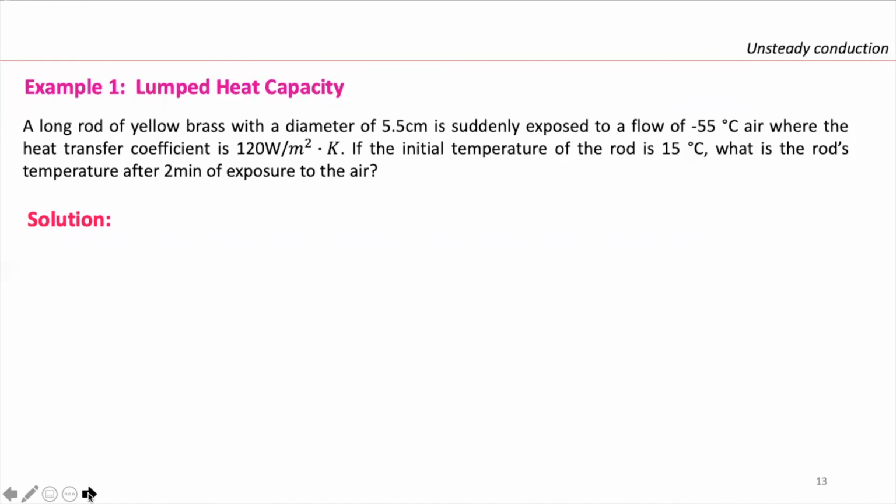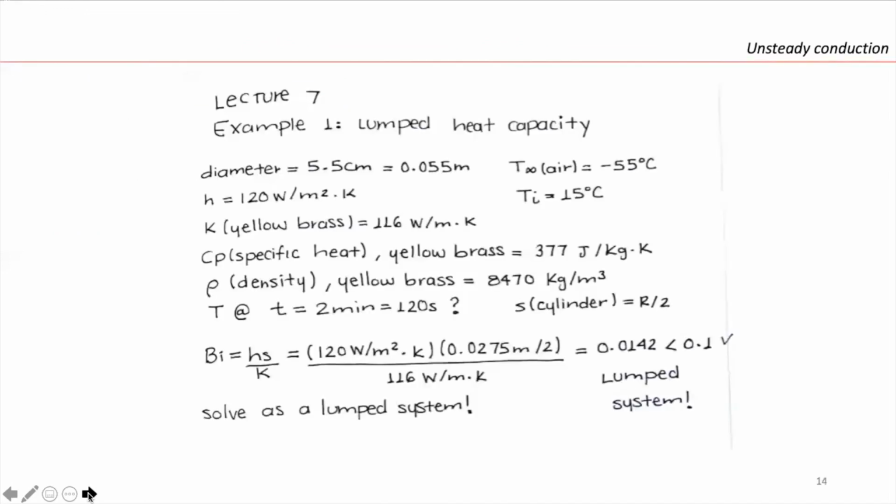You know that this is an unsteady state problem, right? Because it involves time. What happens with the temperature after 2 minutes, right? So it's an unsteady state problem. So the first step could be to get the Biot number to determine if we can treat it as a lump heat capacity system or not. If it is less than 0.1, you go ahead and treat it as a lump heat capacity system. You might need the k value. The k value for yellow brass is 116 watts per meter Kelvin.